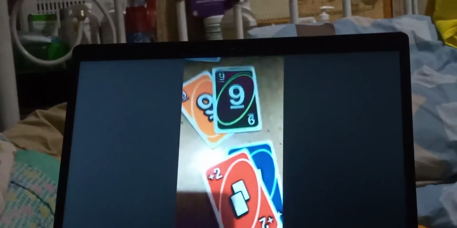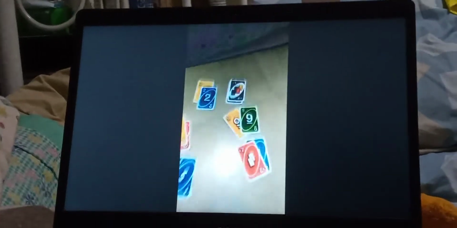Oh yeah, I did that. Wrong color mess up. Color mess up there. Yeah. I am sorry about that, you guys. So sorry.